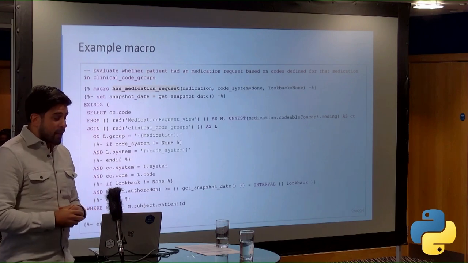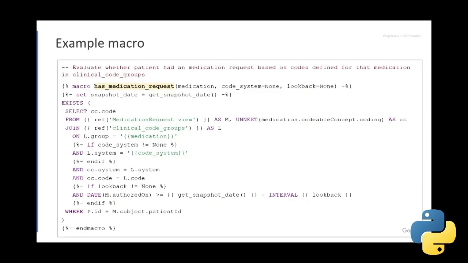So just a couple more slides. For these last two, I'm going to zoom in a bit more on the detail. On this one, we have an example macro from the project, has medication request. We can see that this is a bit of SQL code that's a little bit convoluted. If anyone's worked with FHIR data in the past, they might recognize the codable concepts and the need to unnest these nested and repeated fields. So it's a little bit convoluted, and it's also something we're going to want to use again and again. This is a common thing: we want to see if a patient had a particular prescription in a given time window. So a good candidate for a macro.